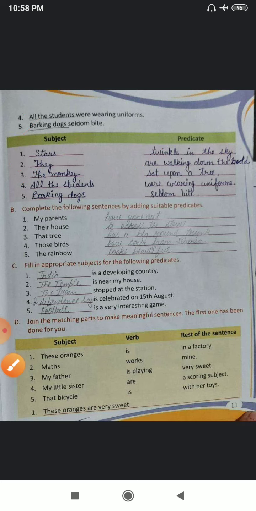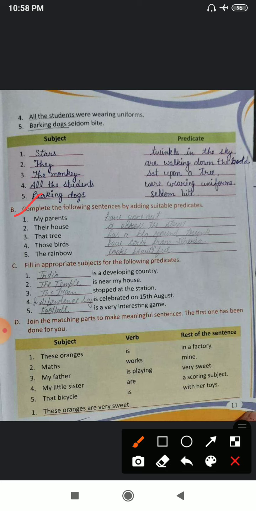Now we'll start with exercise number B. Complete the following sentences by adding suitable predicates.